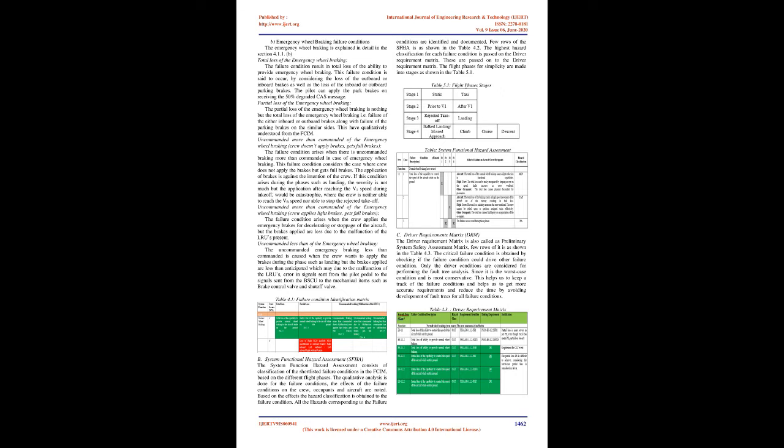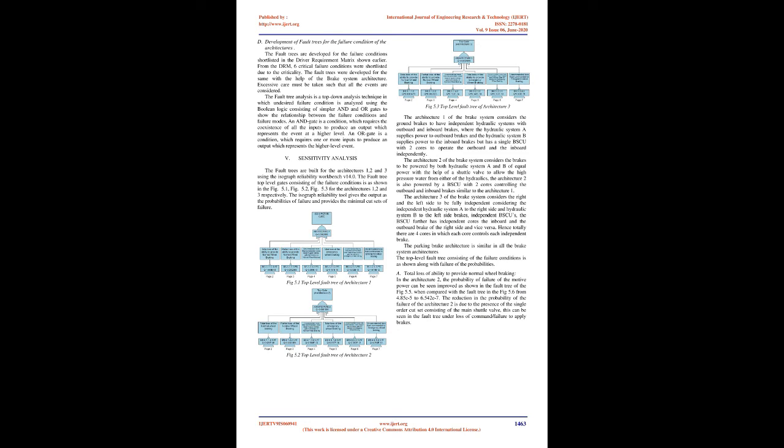B. Emergency wheel braking failure conditions. The emergency wheel braking is explained in detail in section 4.1.1. Total loss of the emergency wheel braking. The failure condition results in total loss of the ability to provide emergency wheel braking. This failure condition is said to occur by considering the loss of the outboard or inboard brakes as well as the loss of the inboard or outboard parking brakes. The pilot can apply the park brakes on receiving the 50% degraded COM message.